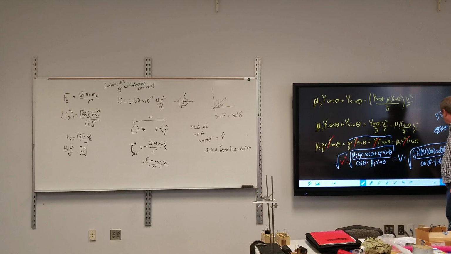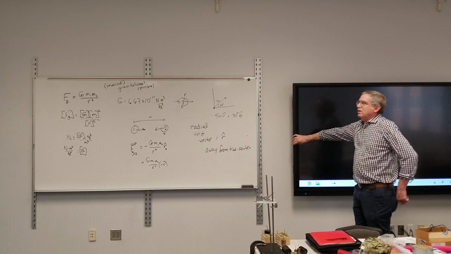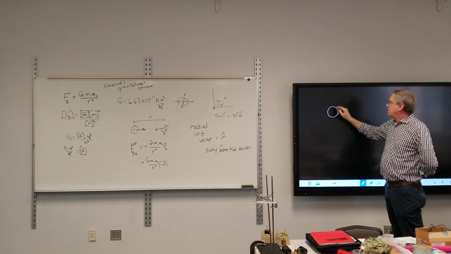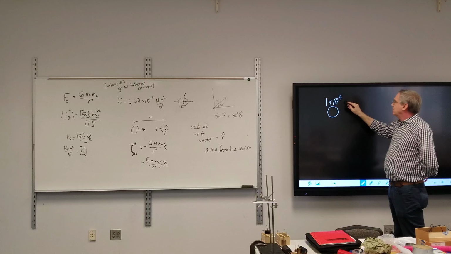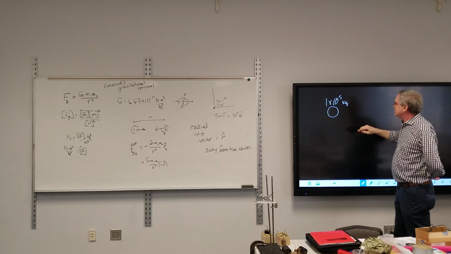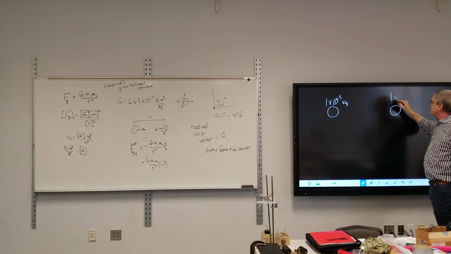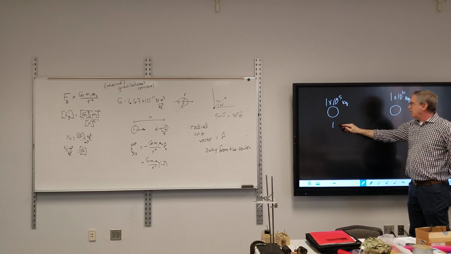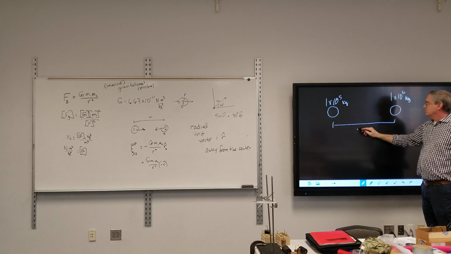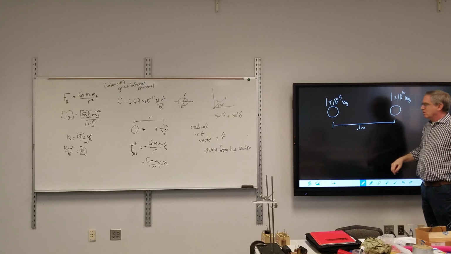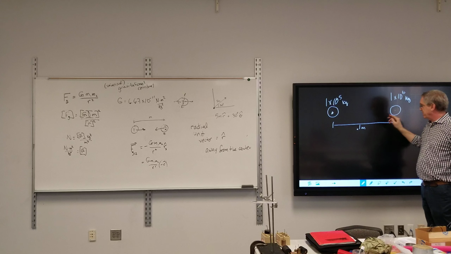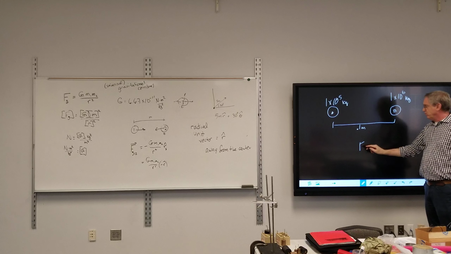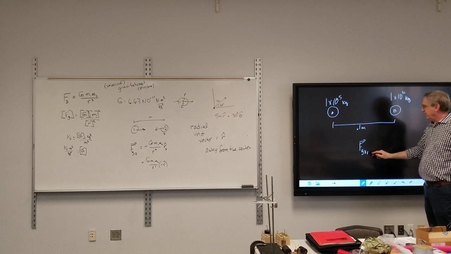Let's run an example. I have a 1 times 10 to the 5th kilogram mass. I have a 1 times 10 to the 6th kilogram mass. They are 0.1 meters apart. What is the force acting on them? We'll call this mass A and mass B. What is the gravitational force on B from A?